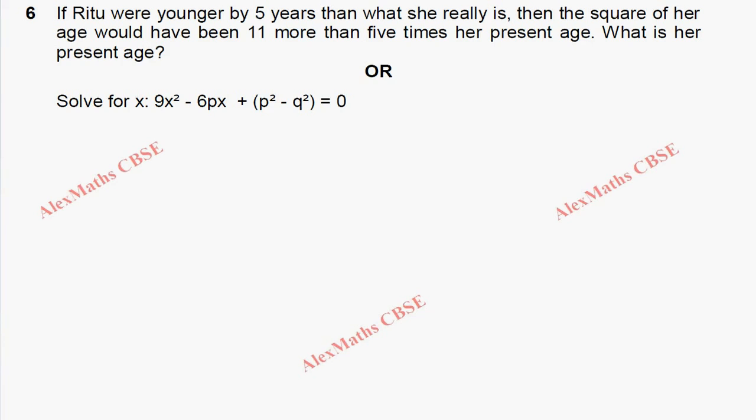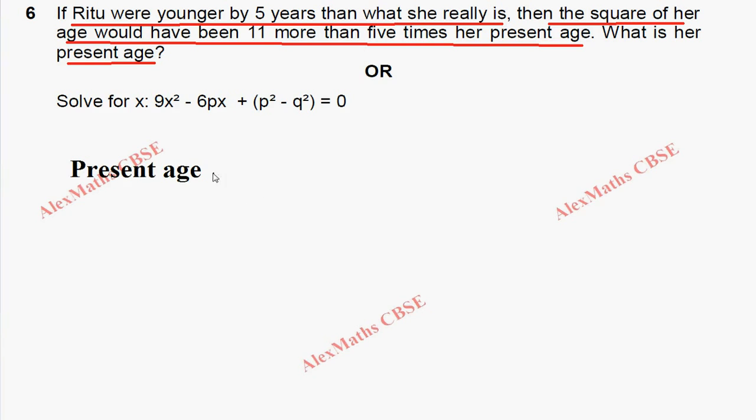Next one, question number 6. If Ritu were younger by 5 years than what she really is, then the square of her age would have been 11 more than 5 times her present age. What is her present age? Let's take her present age as x. As per the question, if Ritu were younger by 5 years, so younger means we have to subtract 5 from the present age, than what she really is. So, than what she really is, really in the sense they are talking about the present age.